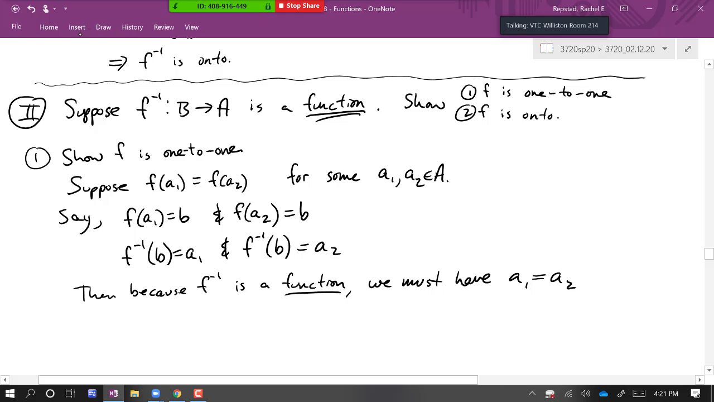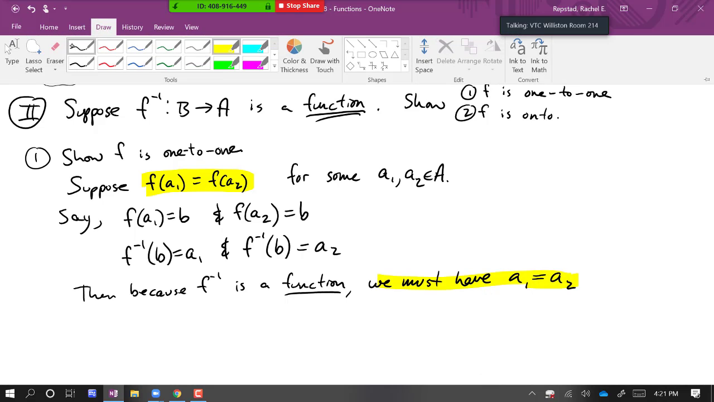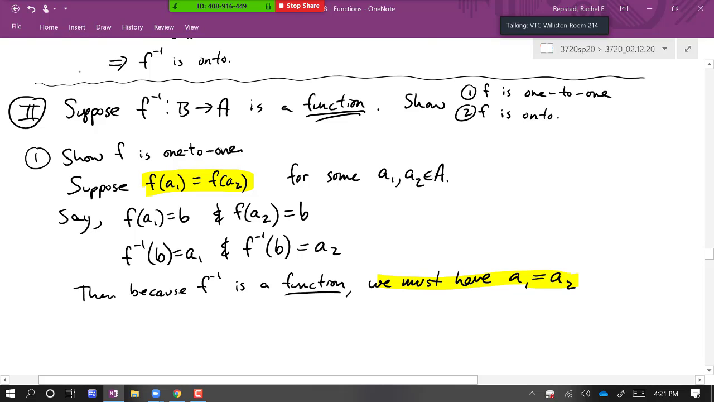So look, we said let's suppose f of A1 is equal to f of A2. That's what we did in the beginning up here. Then we were able to conclude that we must have A1 equal to A2, and that means that f is 1-to-1.